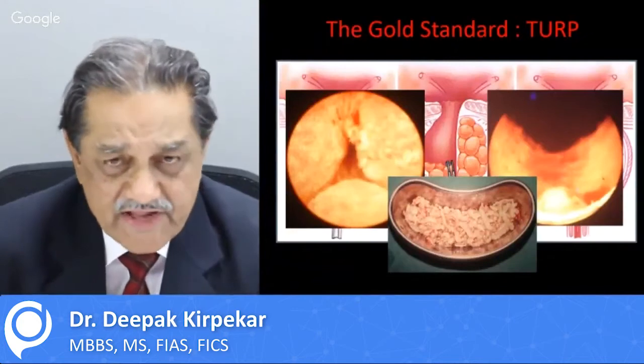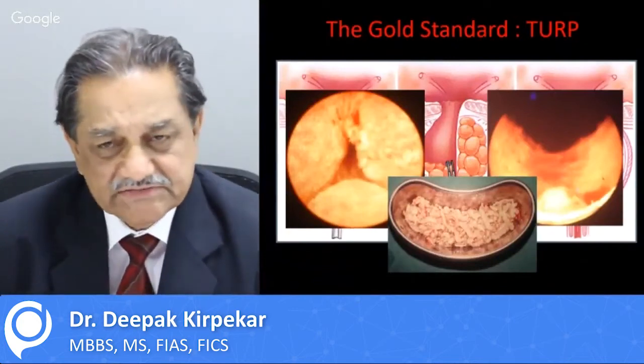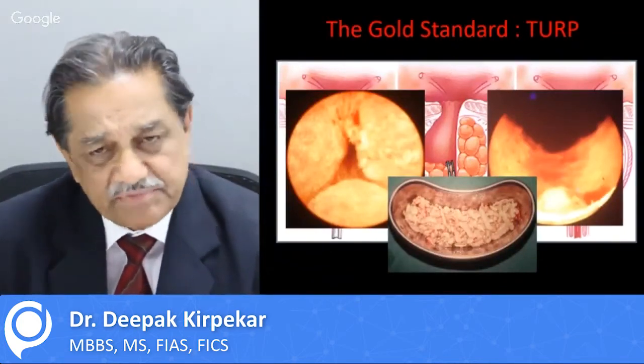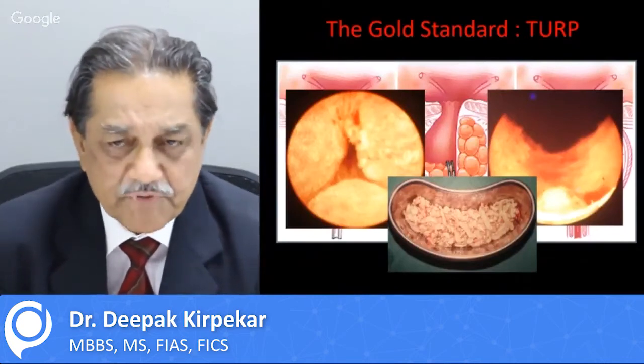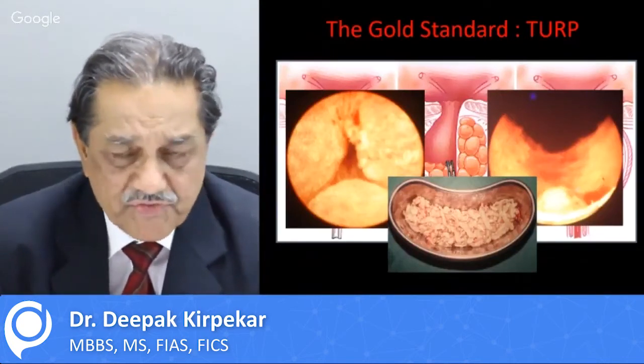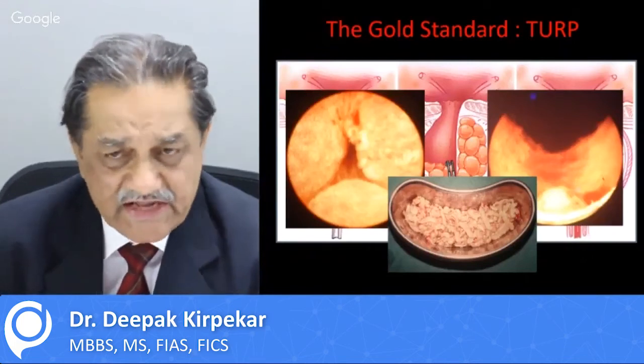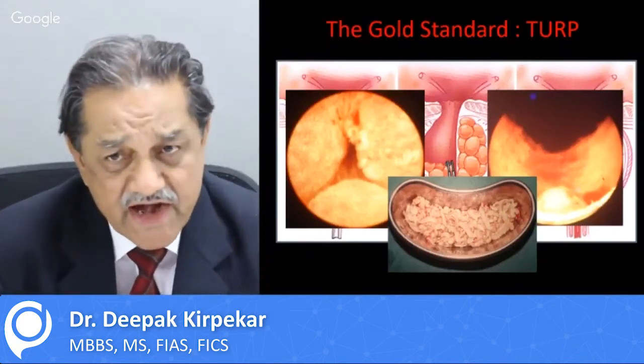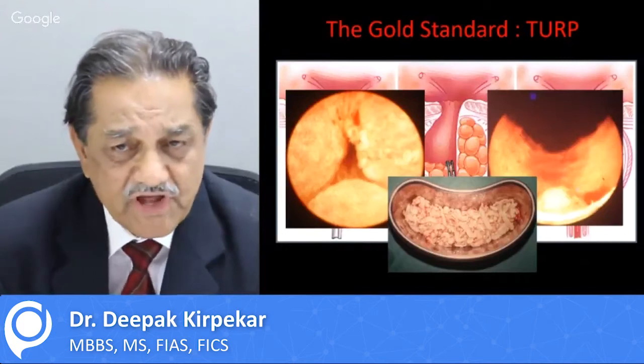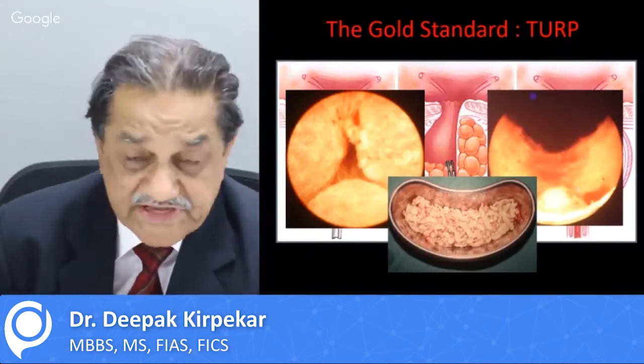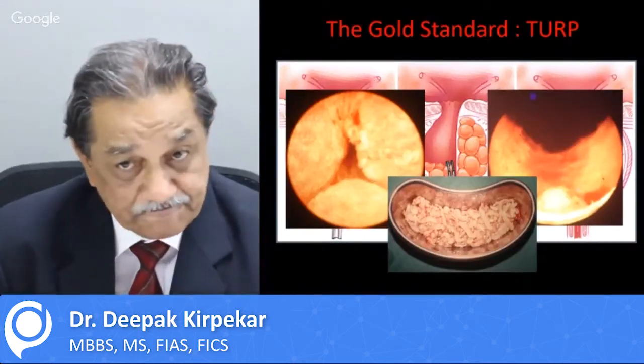TURP is a very standardized, step-by-step antegrade resection of a prostatic adenoma procedure. You can create a cavitation exactly the way you want it and take the entire adenoma out capsule to capsule, and you have enough tissue for histopathology.